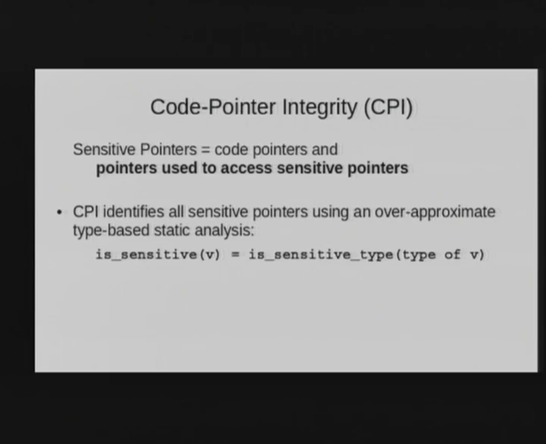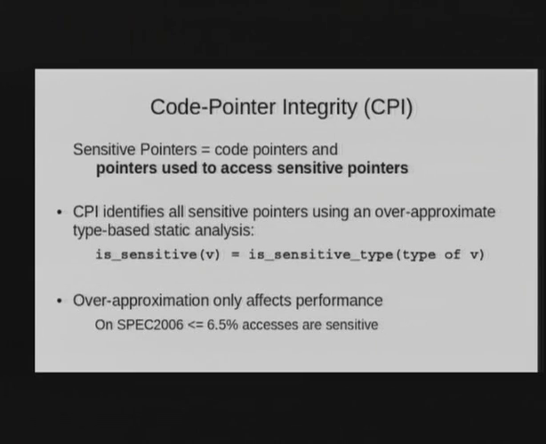So the over-approximation tells us that it will always be safe. In the worst case, we'll protect additional data that we wouldn't need to protect, but will be safe in any way. There might be additional overhead, but we can still ensure safety. So the over-approximation only affects performance. We measured on SPEC CPU that less than 6.5% of all the accesses are sensitive, according to this definition. And compared to SoftBound, we only have to protect 6.5% of the memory accesses, which gives us a big performance speedup.